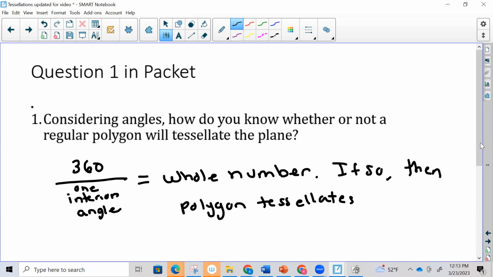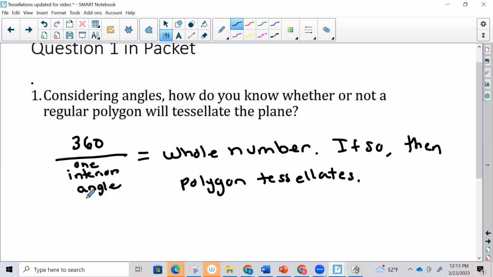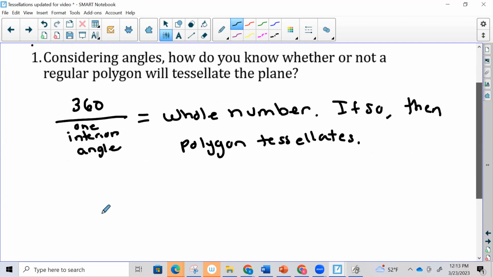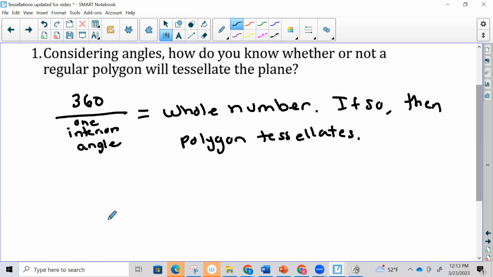So when I do 360 divided by 60, I get 6. And so it's a whole number, it tessellates. 360 divided by 90 is 4, and it tessellates. That's a quadrilateral. 360 divided by 120, which is the hexagon's interior angle, gives me 3, and so it tessellates.